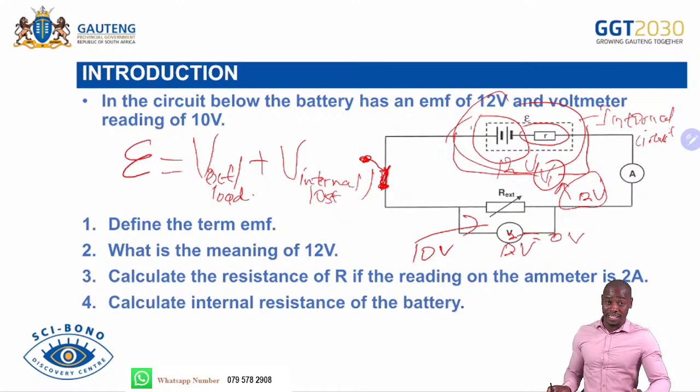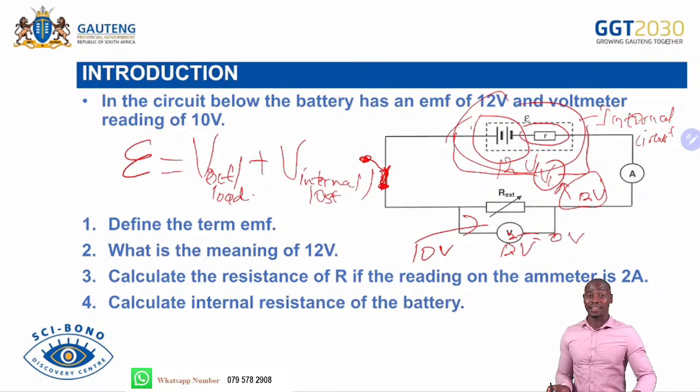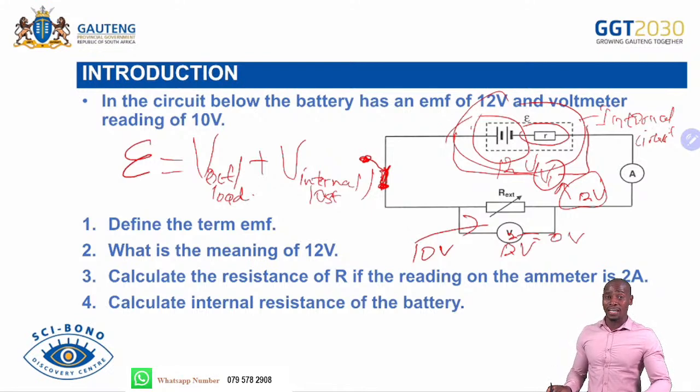Why? Because of the internal resistance. For example, in this case, 12 volts is the total. But the battery gave us 10 volts in the external circuit because of the internal resistance. So your EMF now will be divided into two, which will be your V external plus your V internal. All right.